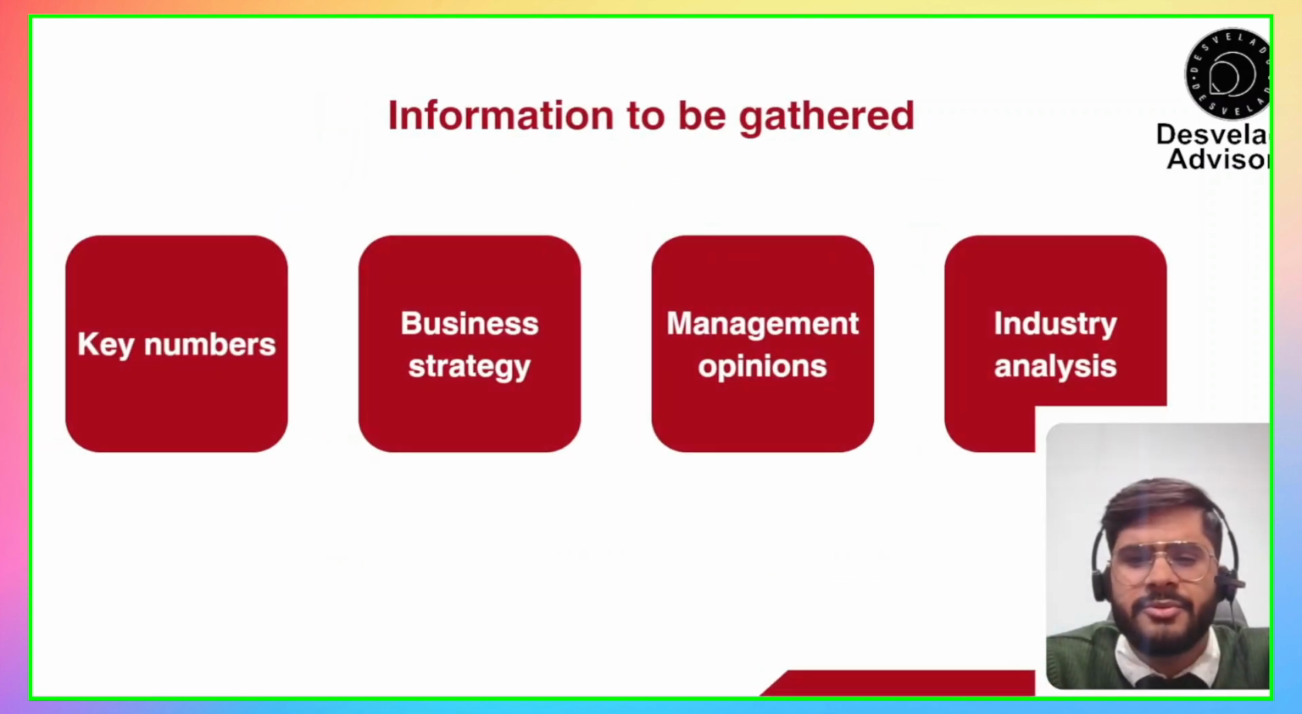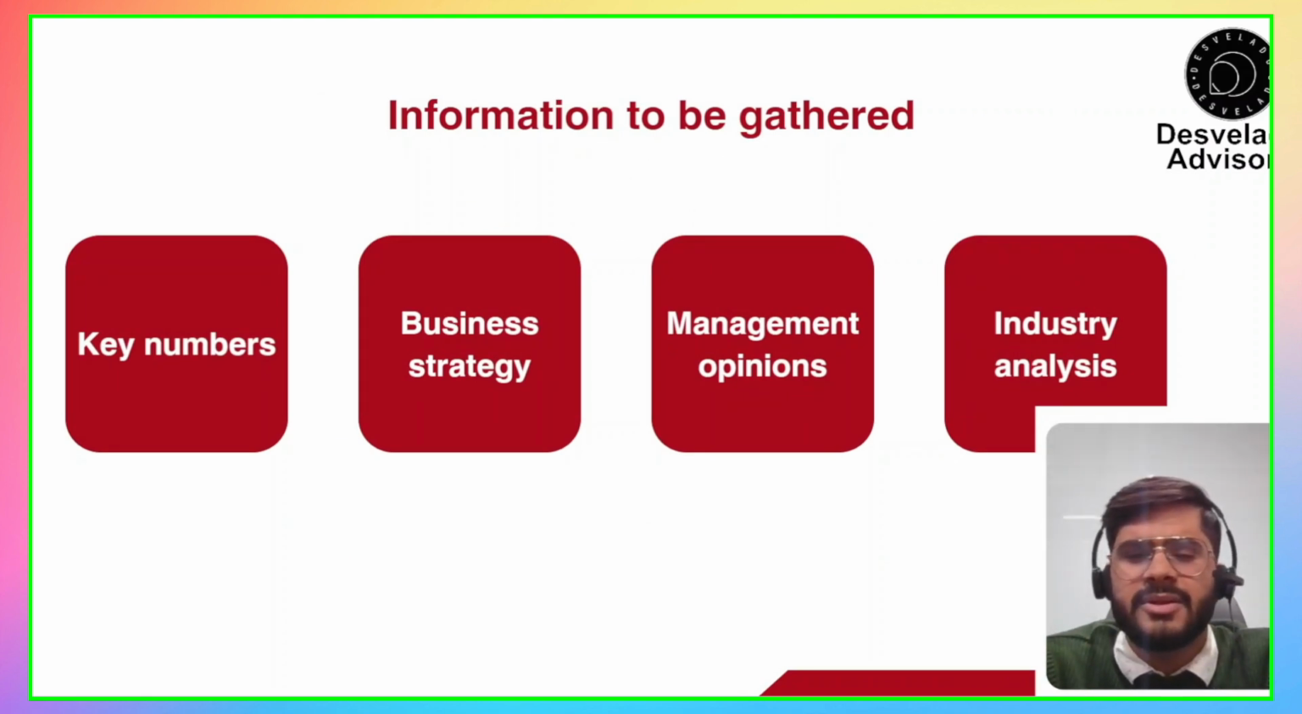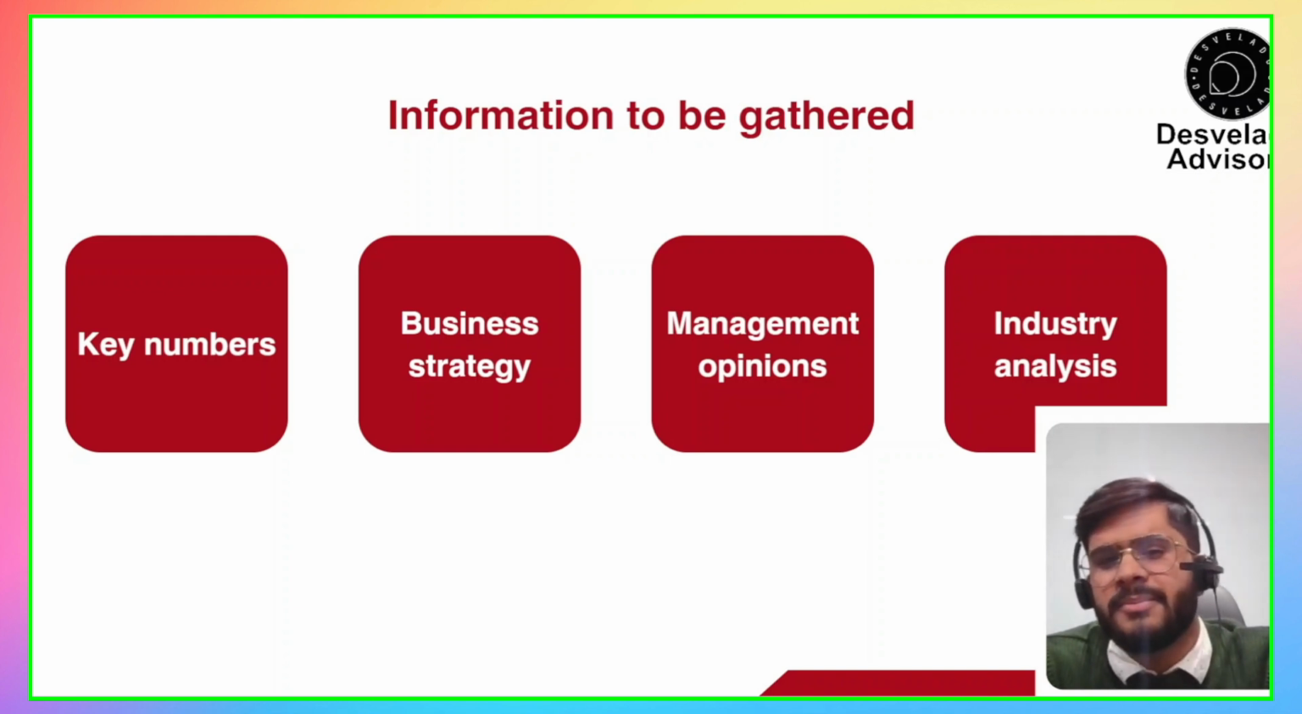Now we see the information to be gathered. The basic information we can gather are the key numbers or elements that the company generated in the past period, the business strategy that they're following, management opinions and industry analysis.